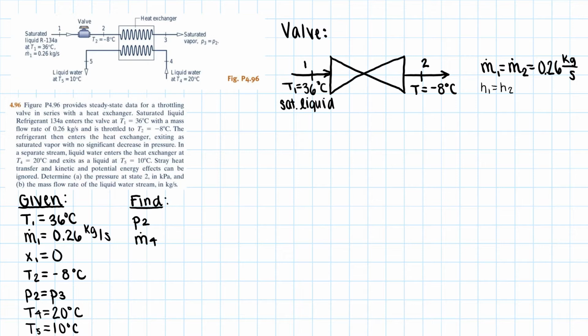If you didn't remember that enthalpy remains constant in a valve, you can always figure this out by doing the first law for an open system, and you can do your energy balance to calculate it. You can always go back and look at the textbook or look at the review video for system components to figure out how we got that.